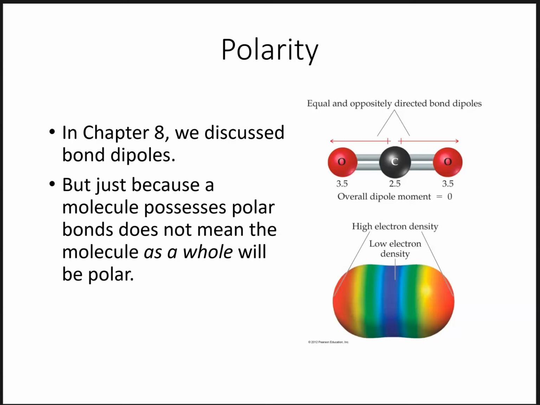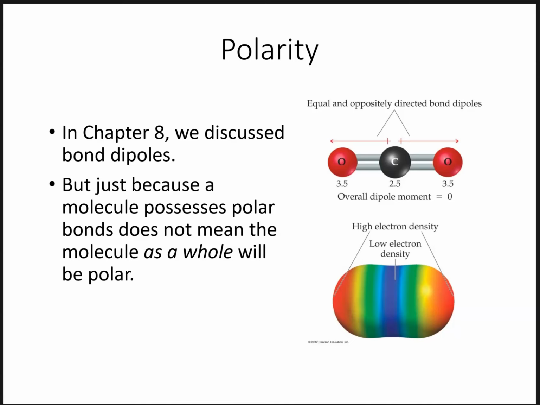As we discussed in Chapter 8, bonds can be polar. When there's large differences in electronegativity between two elements, we create a distortion in the covalent bond with the electrons favoring one side versus the other. Well, in molecules, polarity can manifest itself in a number of different ways.